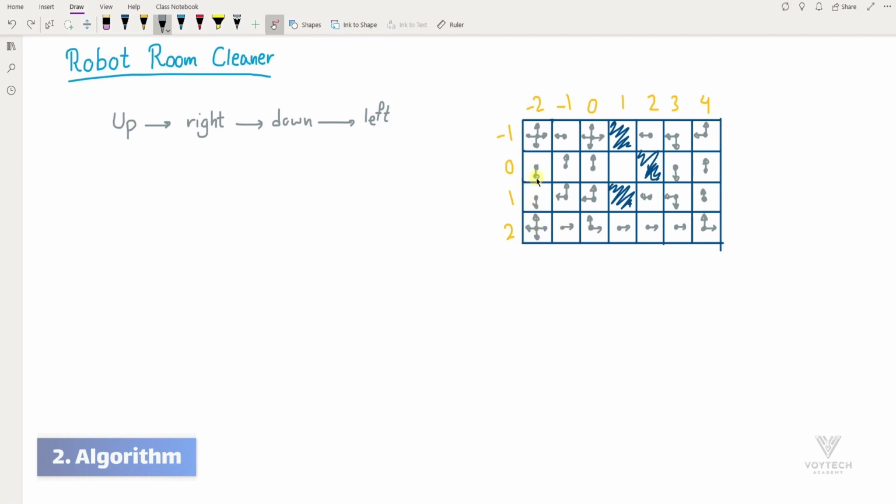So we don't have any other empty cell. We are searching for empty cells, and we backtrack all along this way.